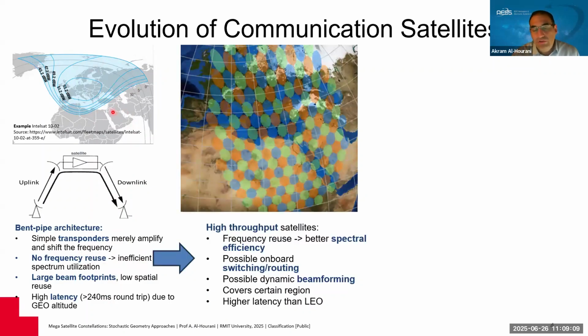The newer version is called the high throughput satellites. So these utilize multiple spots. If you can see the colors here, you have red, green, and blue. And for example, blue color is being reused, meaning the frequency is being reutilized more efficiently. And thus these satellites can provide much higher bandwidth, can provide much higher internet speed.